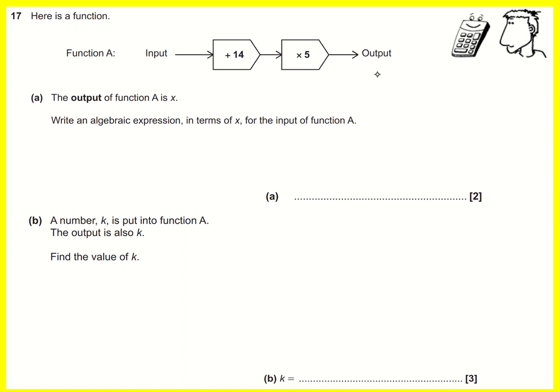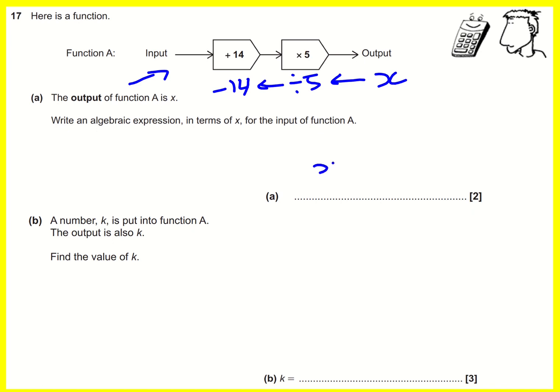So the output is x, and we know that we're putting an input in, adding 14 to it, then multiplying all of that by 5, and that gives us x. So if I want to work backwards to get the input in terms of x, I'm essentially finding the inverse function. What I would do is divide by 5 to get back, and then minus 14, and that would give me my input.